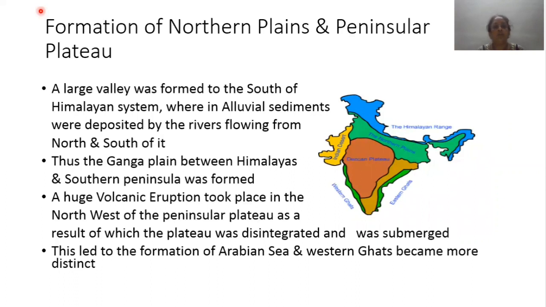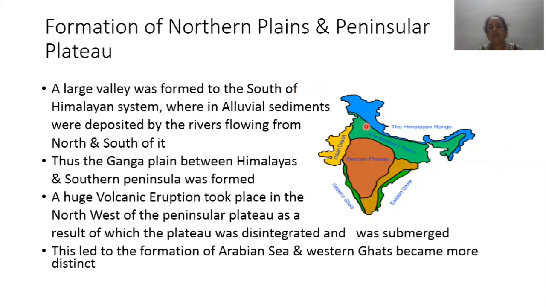rivers flowing from the north and south of it. You know, the Himalayan rivers Ganga, Yamuna, Brahmaputra, and even the rivers flowing from the south bring fertile alluvial soil and deposit it on the river bank. Thus the Ganga plain was formed between the Himalayas and the peninsular plateau. This is the northern plains.